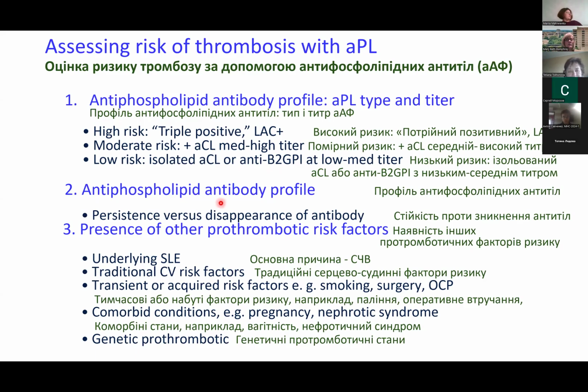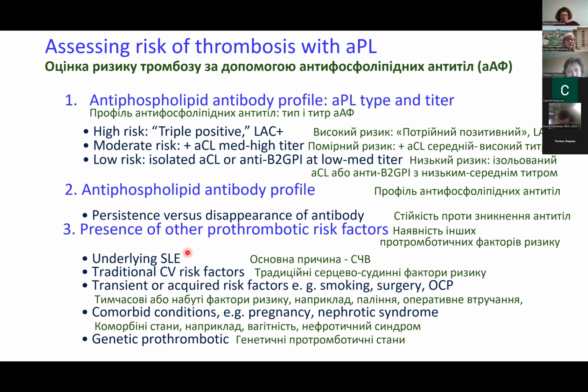So again, we talked a little bit about the antiphospholipid antibody profile and how some patients always have a positive antiphospholipid antibody. So that's called persistent antiphospholipid antibody. Those people are in this high-risk group. Those that have an intermittent disappearance of their antibodies tend to be lower risk. And then patients that have other reasons to have clotting also are at high risk.